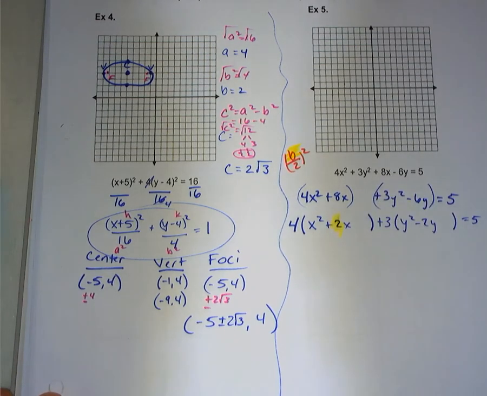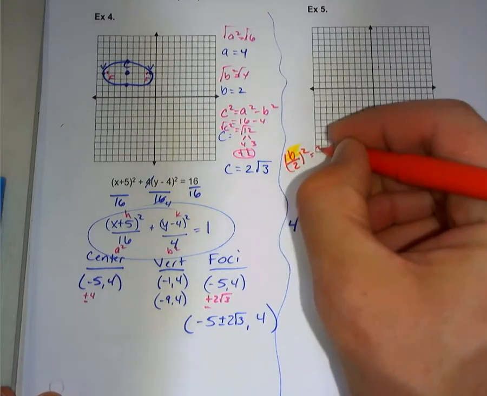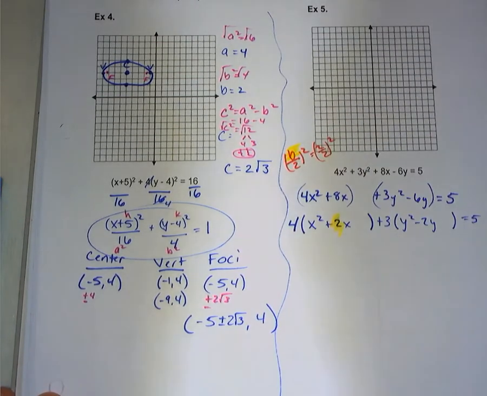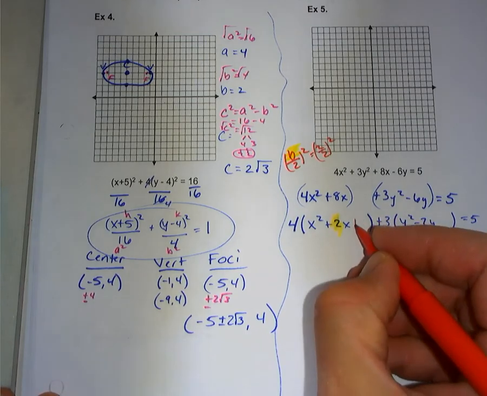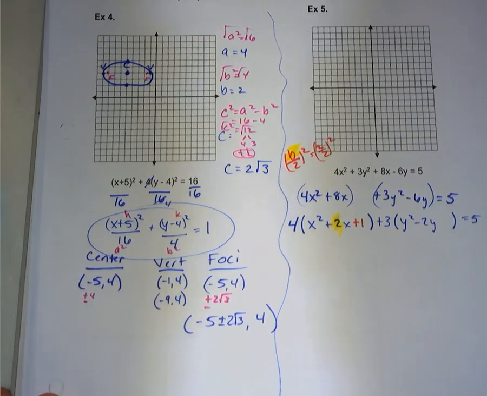The idea is ax squared plus bx plus c. The number in front of x is b. So we take the b, we divide it by 2 and square it. 2 divided by 2 is 1. 1 squared is 1. Everybody okay with that?